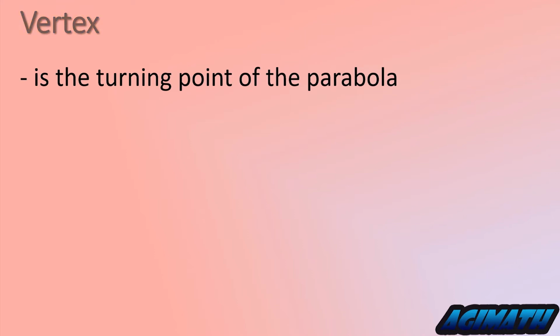Next term we are going to define is the vertex. Vertex is the turning point of the parabola. So if we have a parabola, the vertex will be located at this point. This point is the turning point of the parabola, meaning at this point we are going to start to turn.